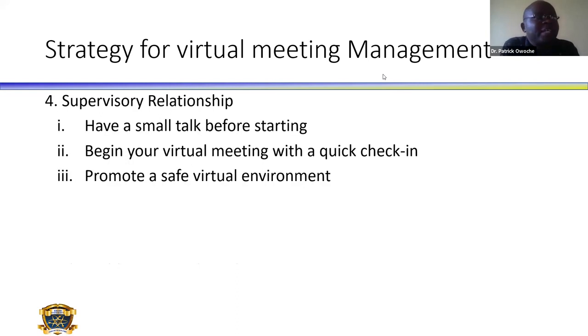And then supervisory relationships. The supervisor has several roles in the supervisory process. He's supposed to be a mentor. He's supposed to be a career guide. He's supposed to help the student socially. Time and again, students have problems, challenges, ranging from financial, time, family, and so on. This can be addressed through the supervisory relationship.